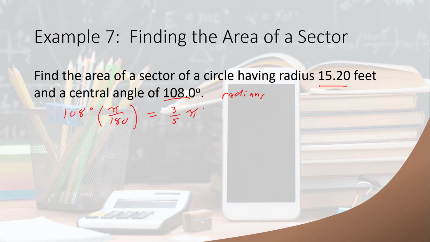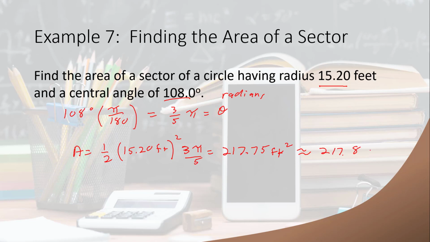Once we've done that, so this is our theta, we can go ahead and use our little formula there. That is that A is equal to 1/2 times 15.20 feet, we're going to square all that, and we are going to multiply that by 3/5 pi. And that will give us 217.75 feet squared. If I wanted to round this to the first decimal place, this would round to 217.8 square feet.